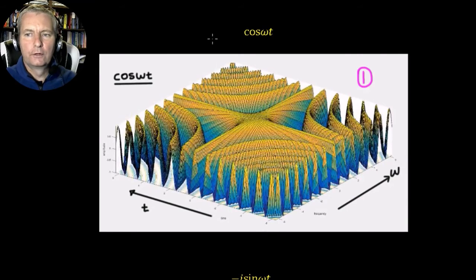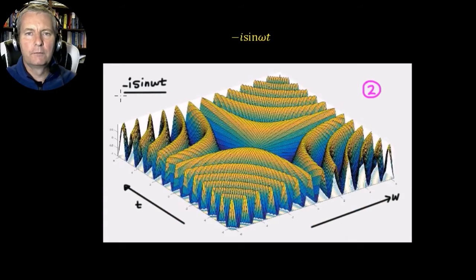So we start off with the cos omega t surface. So here's our time along this axis and omega along this axis. So that's graph number 1. You'll note here that the time is slightly different. In the previous ones I showed the time along this axis and the frequency along that axis, but it doesn't really matter. So here's the minus i sin omega t surface. Again, we've seen that previously.